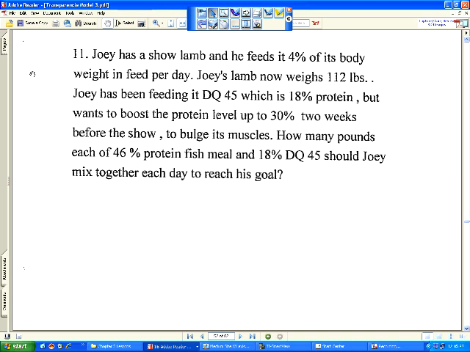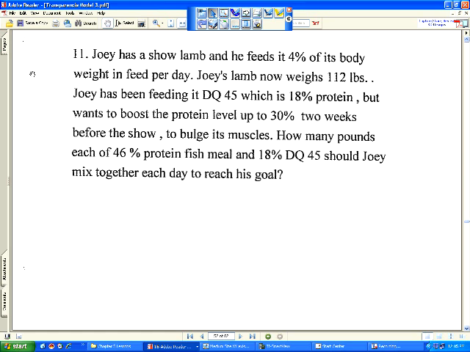Joey's lamb now weighs 112 pounds. That's what it weighed when I wrote this problem. Joey has been feeding it DQ45, which they don't make anymore. The plant burned down, but anyway, that's what I used to feed. It's an 18% protein feed. He wants to boost the protein level up to 30% 2 weeks before the show to bulge its muscles. We're just going to add a little protein, cut the fat, firm it up, right there we go.